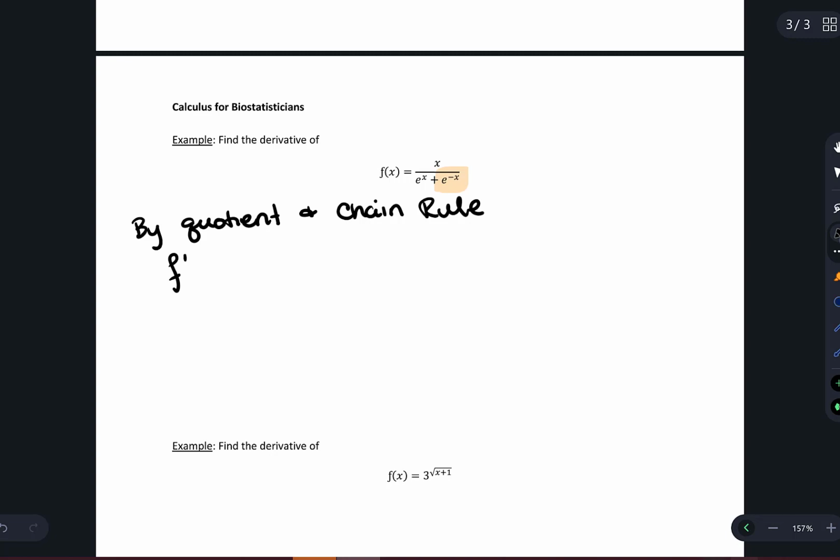we know that f prime of x is equal to, so our two functions are x, which is in the numerator, and in the denominator we have e to the x plus e to the minus x. So to apply the quotient rule, we're going to take the derivative of the first function with respect to x. Well, the derivative of x with respect to x is just 1, times the function in the denominator, minus the function in the numerator, times the derivative of the function in the denominator.